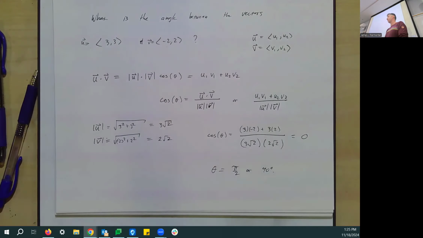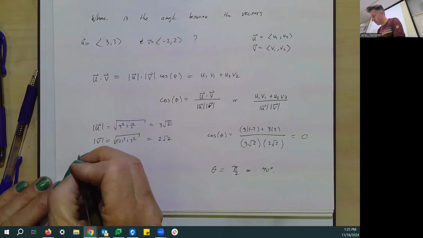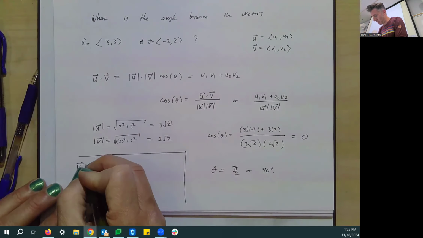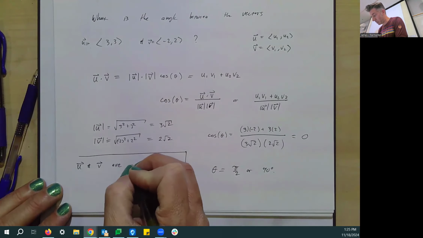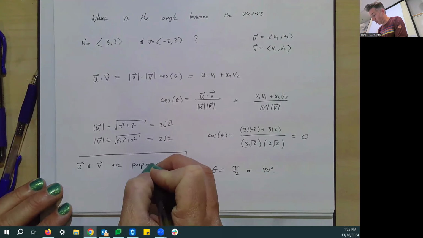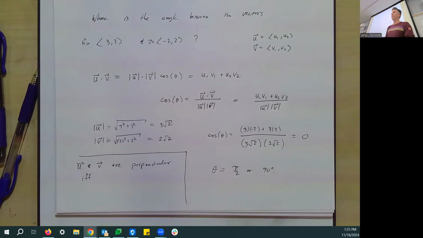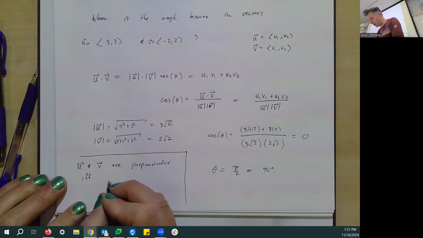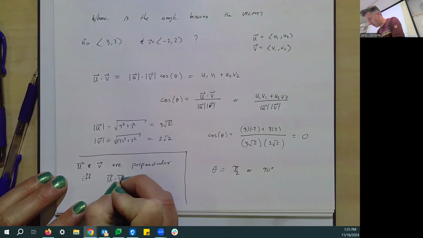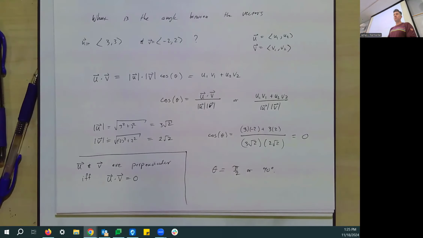This actually comes to a really important fact about vectors. We say that u and v are perpendicular if and only if, which is an if with two f's. That's what iff means. It means if and only if the dot product of u and v is equal to 0. So if someone ever asks you if two vectors are perpendicular, what they're really asking you to do is take their dot product and answer the question, is it 0 or not? If the dot product is 0, yay, they're perpendicular. If the dot product isn't 0, they are not perpendicular.